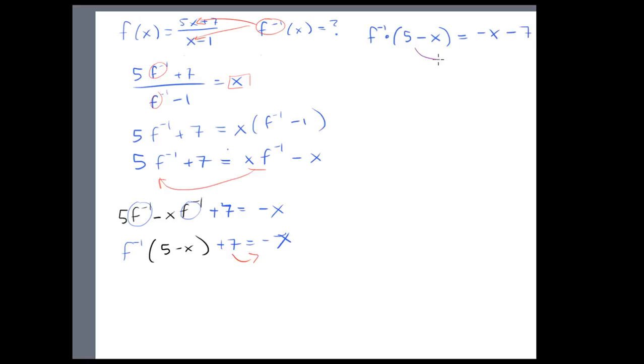And now we're going to take this and divide. So we'll have f inverse is equal to negative x minus 7 over 5 minus x, which I'm going to write as negative x plus 7 over negative x minus 5. F inverse of x is equal to x plus 7 over x minus 5. All right.